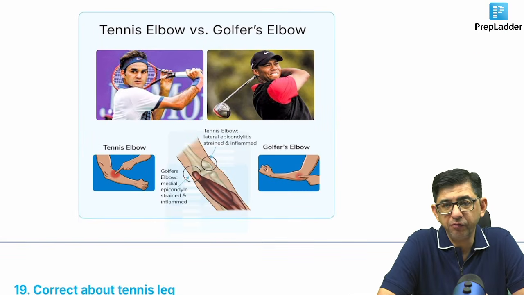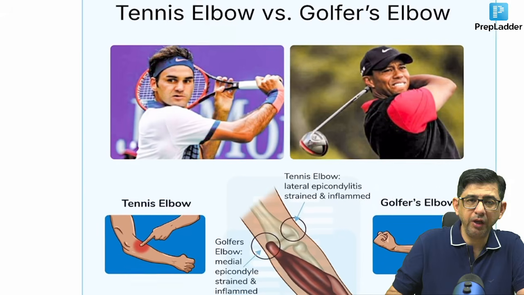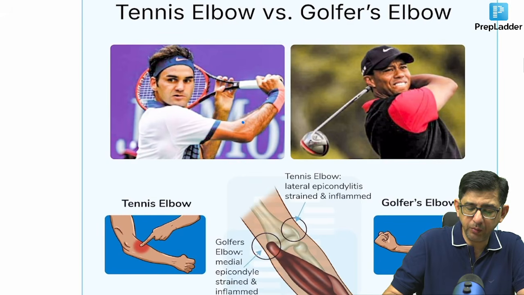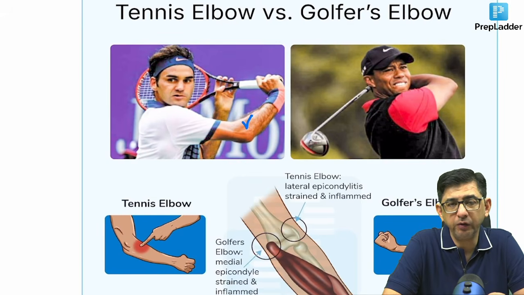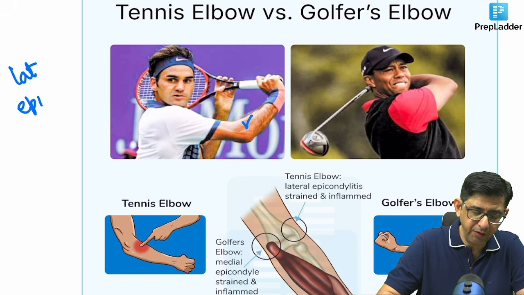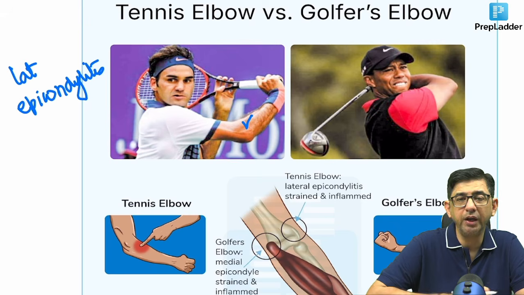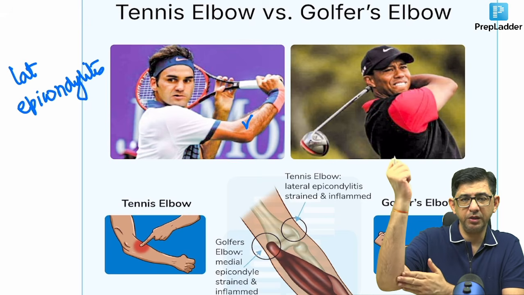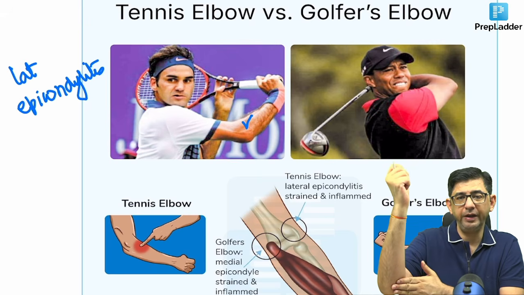Then you can see Rafael Nadal and you can see Tiger Woods. So they always put up questions on tennis elbow and golfer's elbow. So in tennis, they have to hit that backhand, right? So when there is a backhand, there would be development at the lateral epicondyle. So tennis elbow is lateral epicondylitis. Whereas when it comes to golfing, you would have to swing at the ball. So when you swing like this, the injury can occur at the medial part.